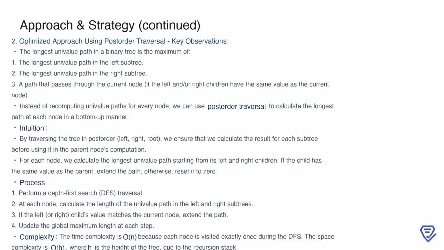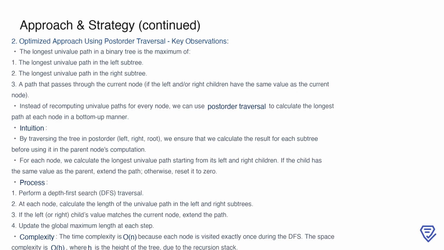Using post-order traversal, we calculate the result for the subtrees first and then use these results for the parent node, ensuring we eliminate redundant computations. During this traversal, we perform a depth-first search, calculating the univalue path length for the left and right children of each node. If a child matches the current node's value, we extend the path, otherwise, we reset it to 0. At each step, the global maximum path length is updated.